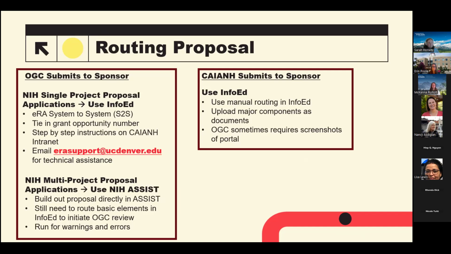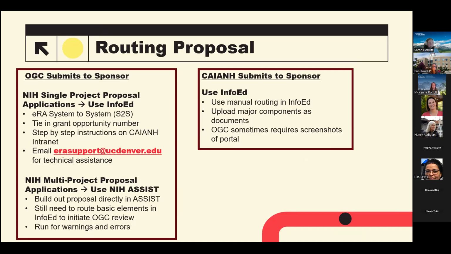So we still use InfoEd, but we don't use that system to system like we do with the single project proposal. And then over on the right, thinking about when Cayenne submits to the sponsor. So again, these non-federal or where we are the subcontractor, then we use InfoEd, but it's a manual routing instead of the system-to-system routing. So this you would just upload the major components of your grant as documents into InfoEd, and then you'll do like the routing form, which I'll talk about in a second.